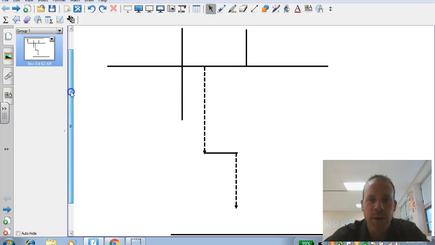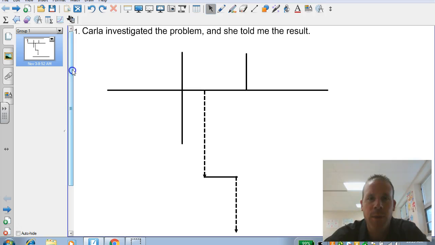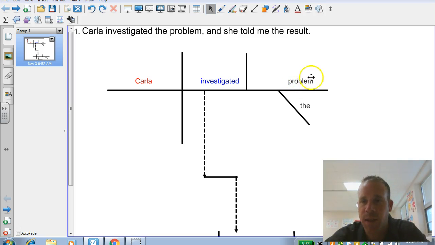Okay, and if I move down here a little bit, you can kind of see how I'm putting this in with your subject, verb. This is going to have a direct object, and so on. So what we want to do first is just the first independent clause. Carla investigated the problem. And so we start with our subject. Carla is our subject. I'm going to put the subjects in red just to kind of color coordinate a little bit. And what did Carla do? She investigated. Since investigated is an action verb, you should have a direct object, or you can. And in this case, it's problem, the problem.